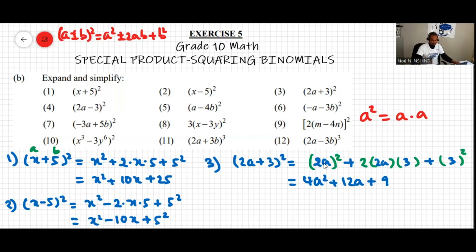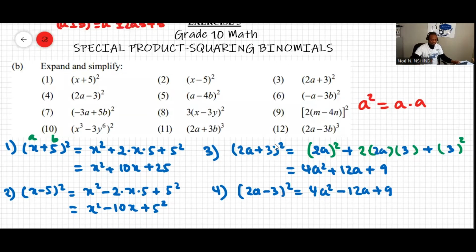Similarly, 2a minus 3 to the power of 2. So this will be the same thing as here, but the difference is the sign will be negative. So I can just rewrite this, and then instead of putting plus, I put minus. So it's just 4a squared minus 12a plus 9. Okay, let's move on.